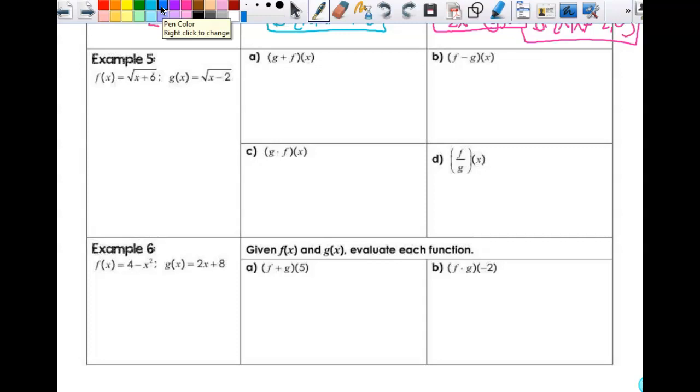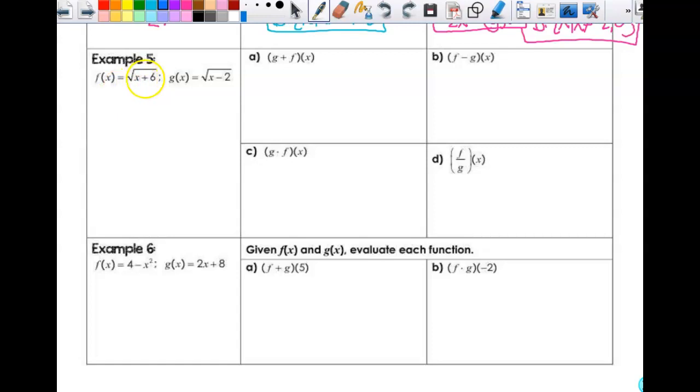Okay, so let's talk about the domains of these first. Again, you can think about them a couple of different ways. I know that I can't take the square root of a negative number, so whatever's under here has to be 0 or greater. Well, what would make this 0? Negative 6 would make this 0. So it can be negative 6, but it can't be negative 7, right?